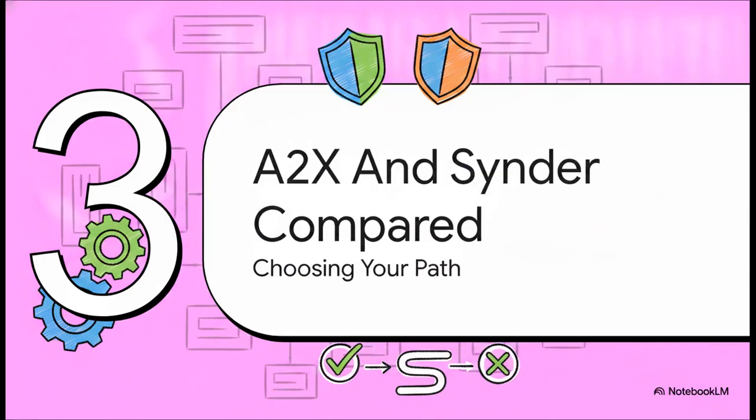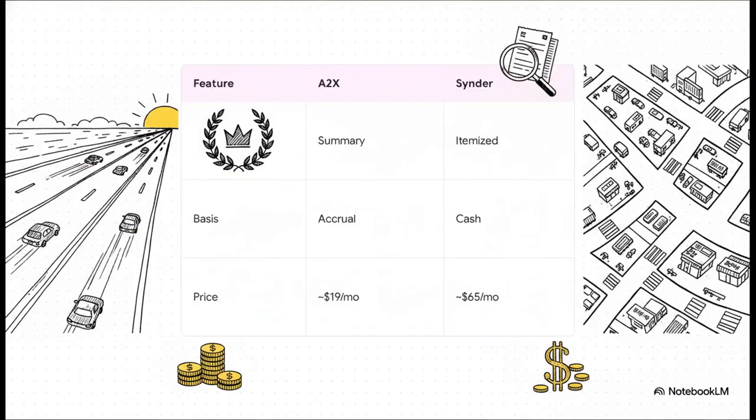Section 3. A2X and Synder compared. Let's break down two of the biggest tools out there representing these philosophies. A2X is the ultimate champion of the highway method. It uses that summary journal entry model we just talked about, and it's heavily favored for accrual-based accounting where you just want incredibly clean, fast reconciliation against your bank payouts. And it starts around $19 a month for smaller volumes.